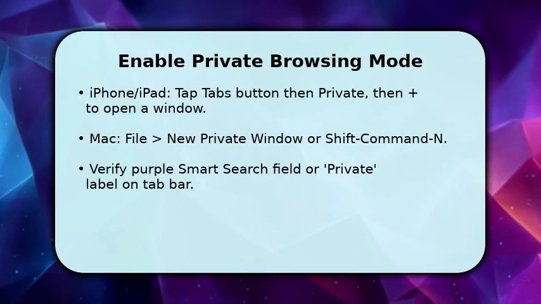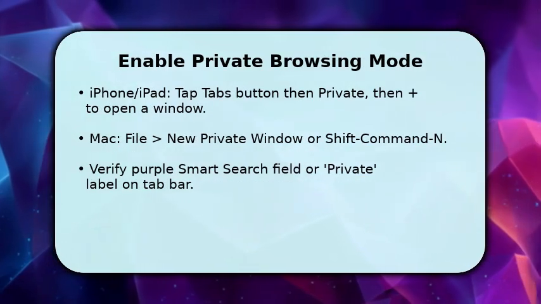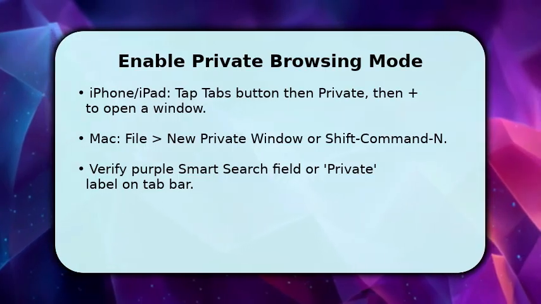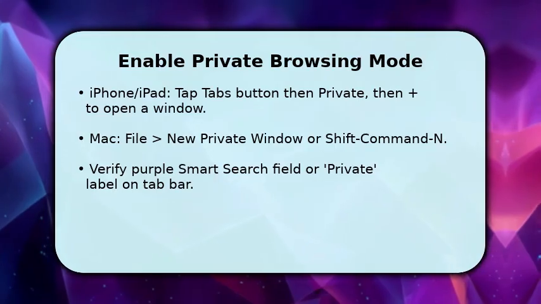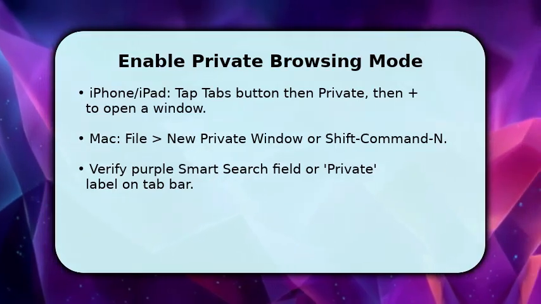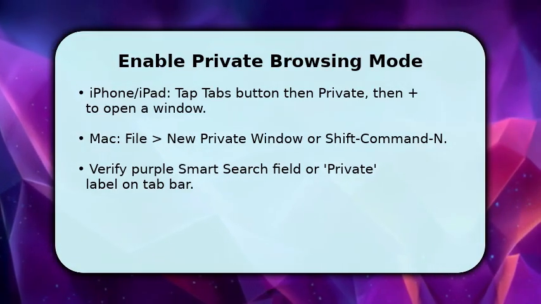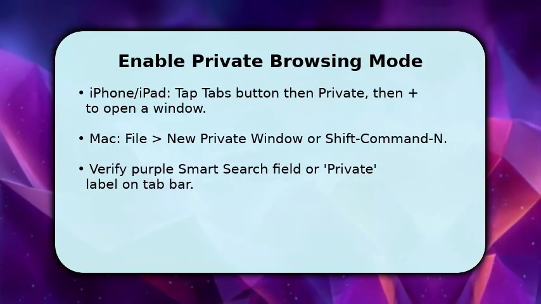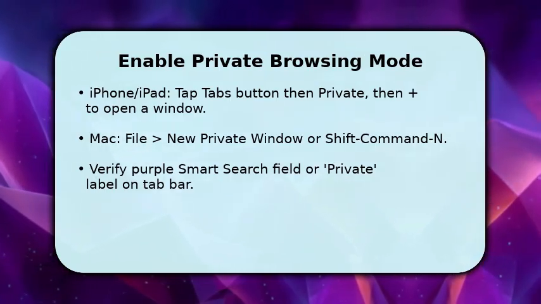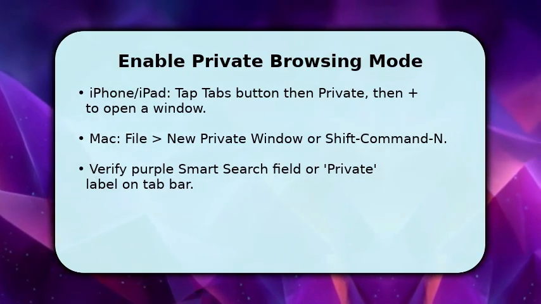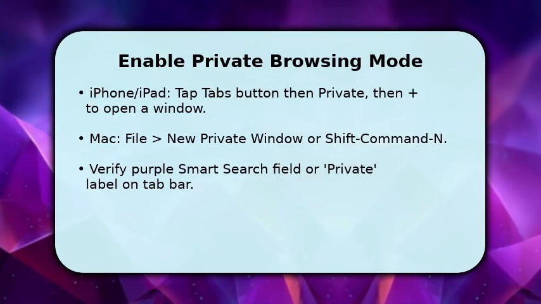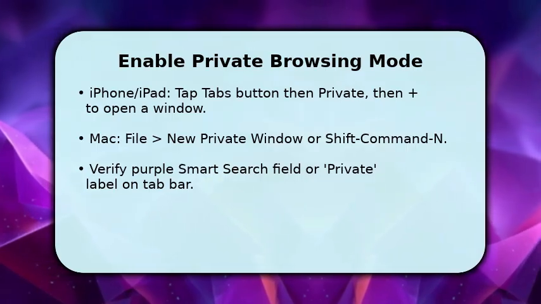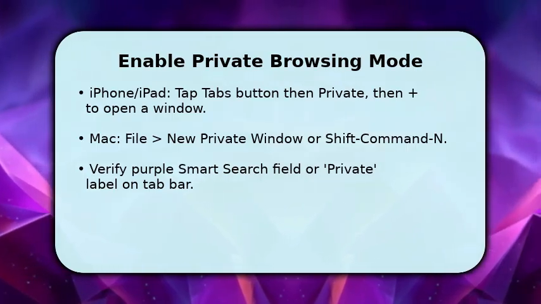Now you turn on private browsing directly. On iPhone or iPad, tap the tabs icon, select Private, then hit the plus to open a new private tab. On Mac, choose File, New Private Window, or press Shift-Command-N. This step prevents Safari from saving your browsing history, auto-fill information, and search terms locally. Make sure the Smart Search field or tab bar shows the distinctive private indicator so you know the session is active. Otherwise, you're still in normal mode.